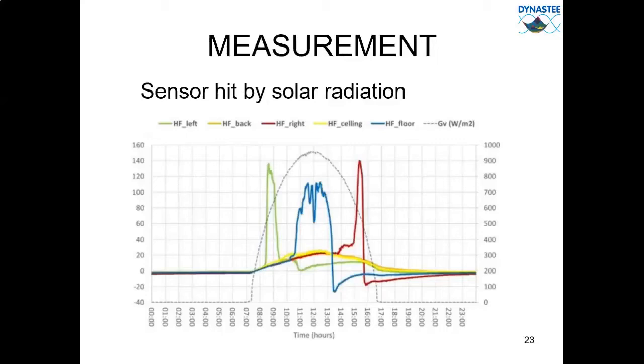In this graph, we observe solar radiation on sensors. What you see are the heat flux sensors, different heat flow sensors in a box, and the box is having a window, and the solar radiation is affecting importantly the signals from these type of sensors, depending on their position and their sensitivity. So it is very important to understand the data.